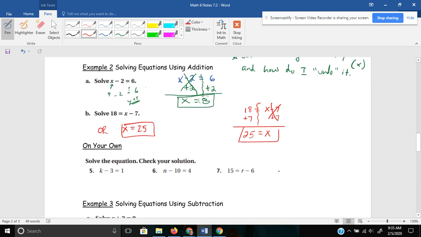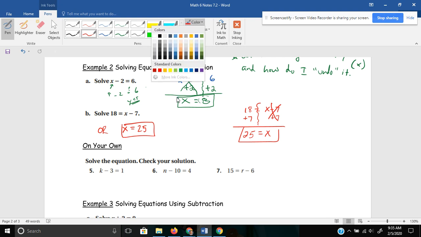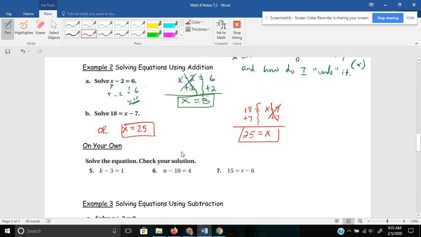Okay, why don't you pause here to try 5, 6, and 7 on your own. And please, please, please get in the practice of showing your work. Right, for number 5, k is being subtracted by 3, so I'll add 3 to both sides. I'll come up with k equals 4.